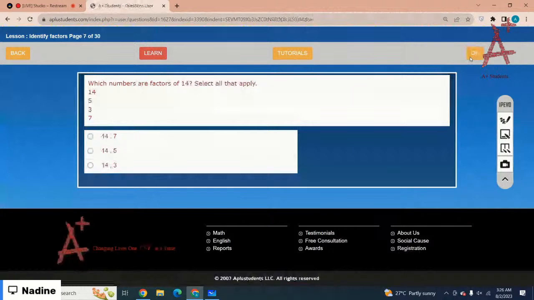Which numbers are factors of 14? Select all that apply. Which is the correct option? 14, 7, 14, 5, 14, 3. They are 14 and 7, right? Both numbers can evenly divide 14. So they are 14 and 7.